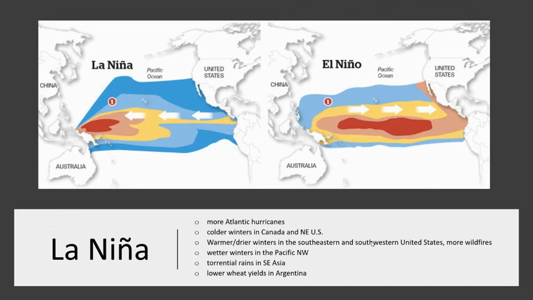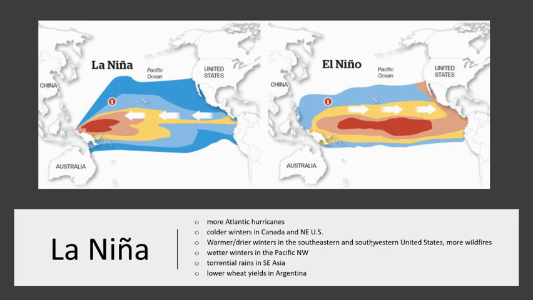And some effects of this, which are kind of interesting, we see more Atlantic hurricanes in the La Nina event, colder winters in Canada and the Northeast, more wildfires, drier winters in the southwestern US, wetter winters in the Pacific Northwest. Southeast Asia in El Nino gets droughts, but in the La Nina, Southeast Asia gets torrential rains. And somewhat specifically, we get lower wheat yields in Argentina due to La Nina.